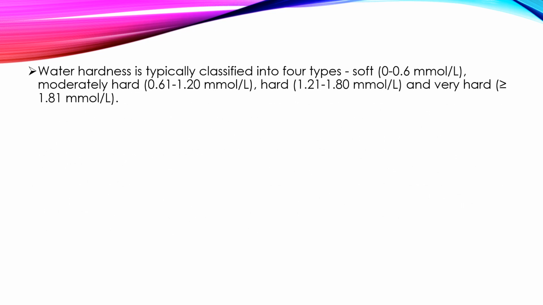Water hardness is typically classified into four different types: soft, which is okay to use, moderately hard, hard, and very hard. Soft water is up to 0.6 millimole per liter, and moderately hard ranges from 0.61 to 1.2 millimole per liter. Hard water ranges from 1.21 to 1.80 millimole per liter, and very hard water is greater than 1.81 millimole per liter.